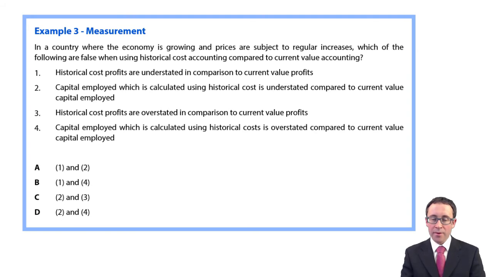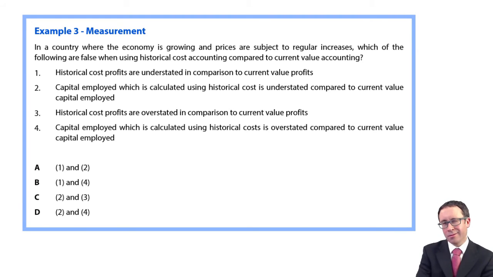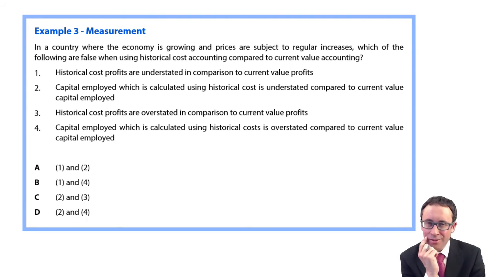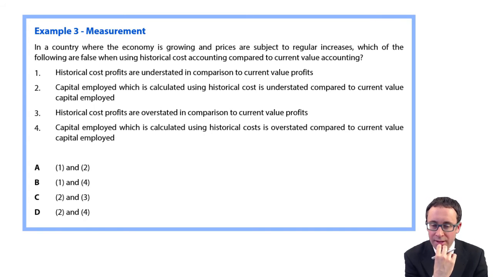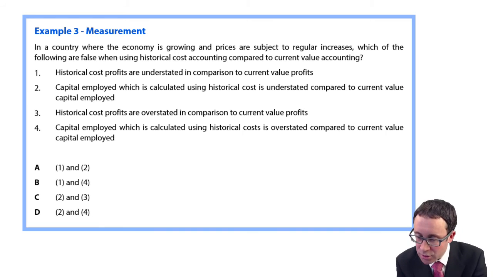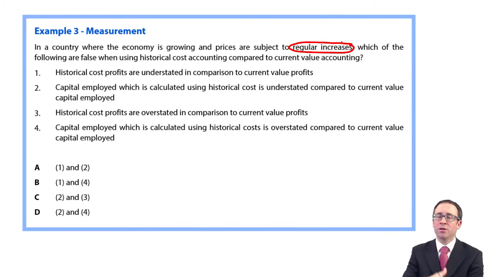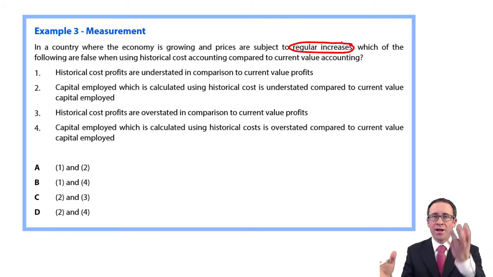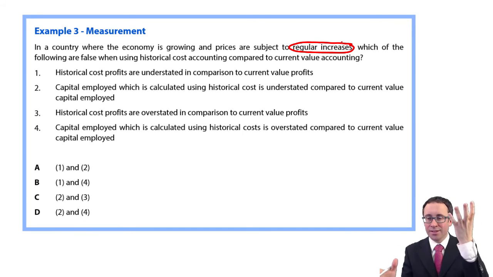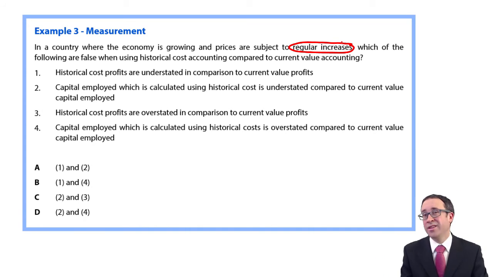Okay. Because it says here, real challenge this one. So really into financial reporting territory. In a country where the economy is growing and prices are subject to regular increases, so the price is going up. So if you've got your historic cost, that will be lower than your current cost. Okay, what you have today. Okay, how much would it cost you effectively to replace it if it was specialised?